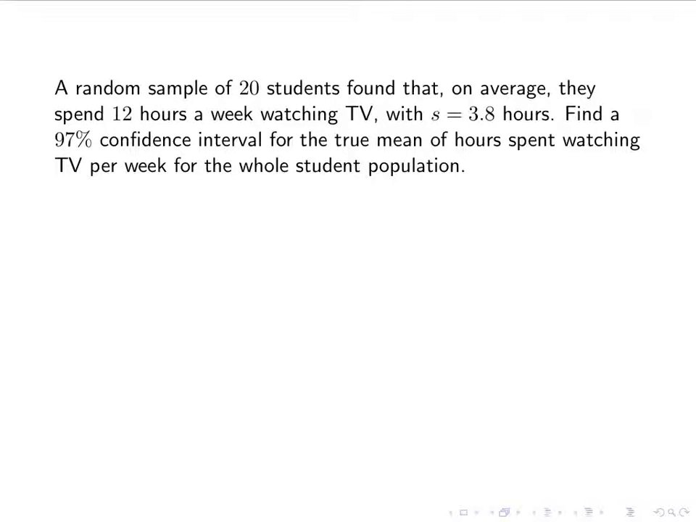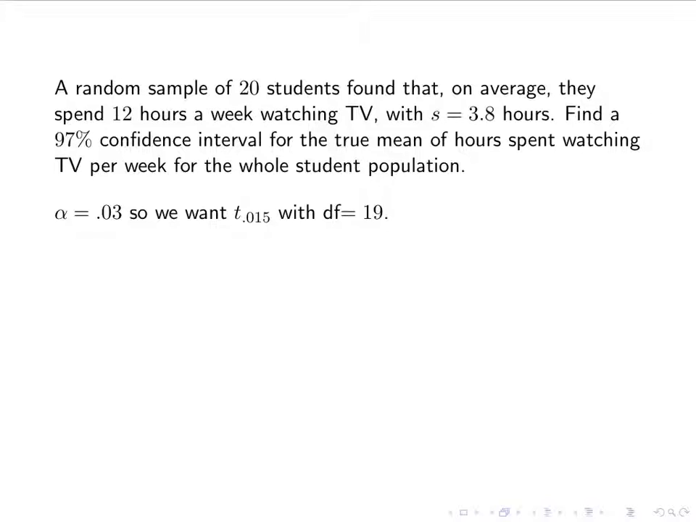So another example says a random sample of 20 students found that, on average, they spend 12 hours a week watching TV with s equaling 3.8 hours. Find a 97% confidence interval for the true mean of hours spent watching TV per week for the whole student population. So we're given s, so that means we have to use the student t distribution.